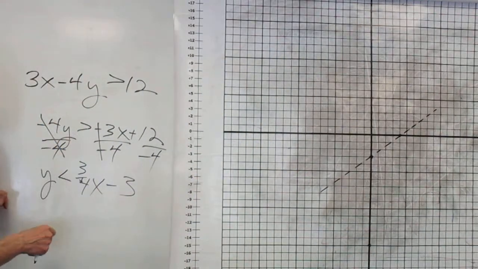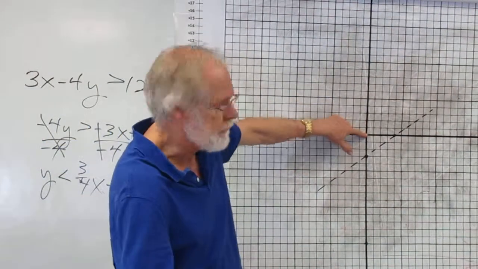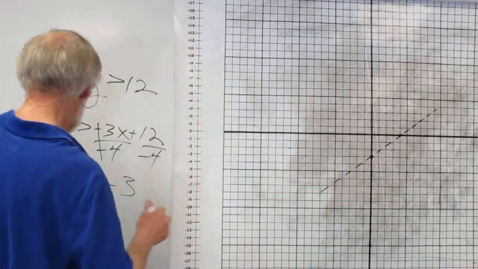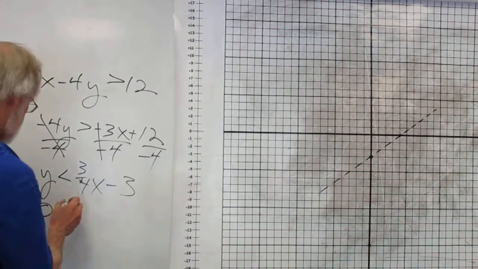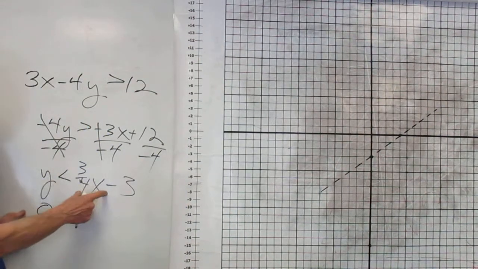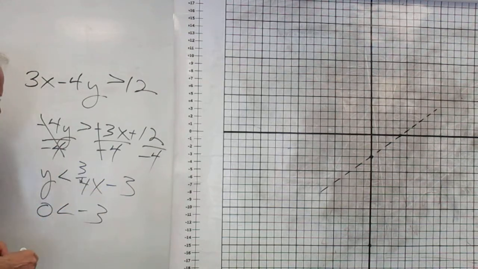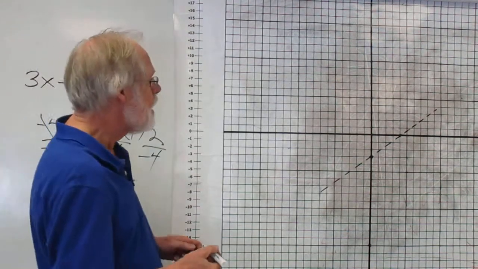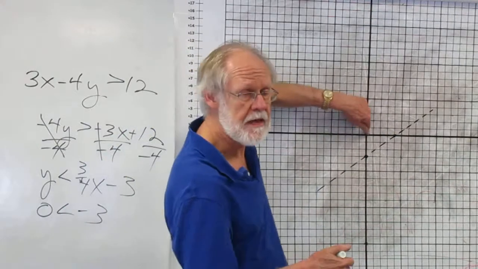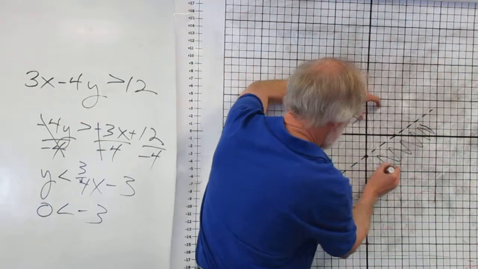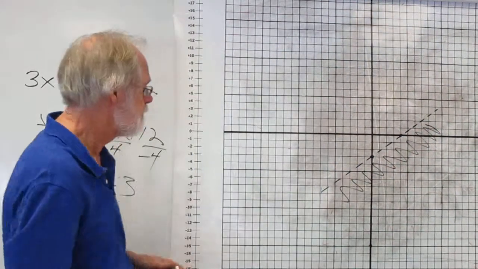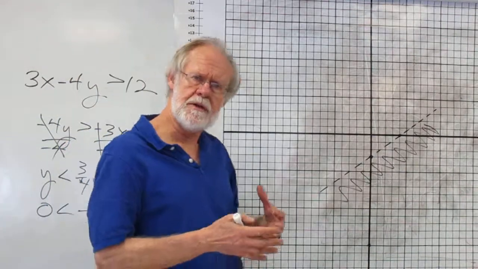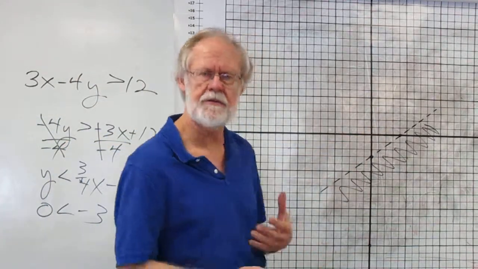Last thing I have to do is test. 0, 0 is not on the line, so I can test 0, 0. 0 is less than, this goes to 0, negative 3. Is 0 less than negative 3? No. So 0, 0 failed, so I'm going to do the other side. All right?